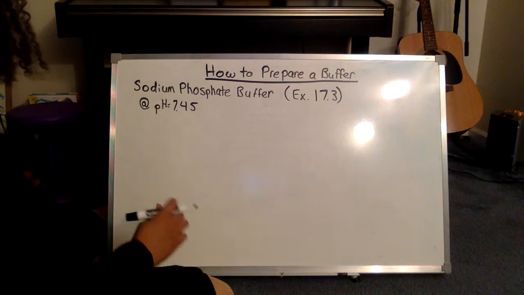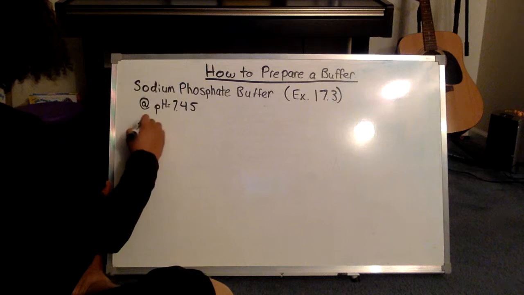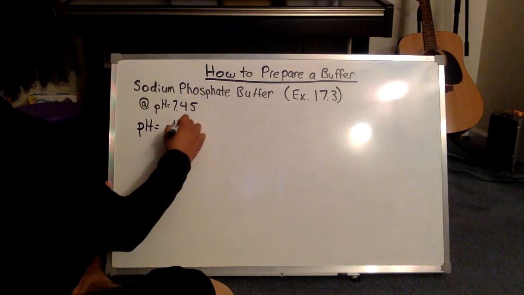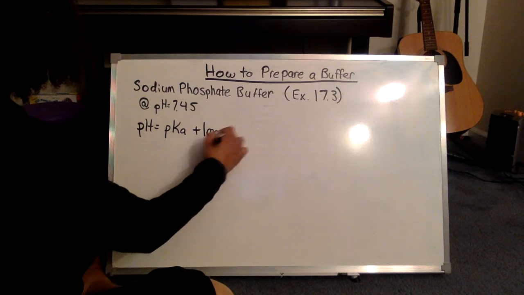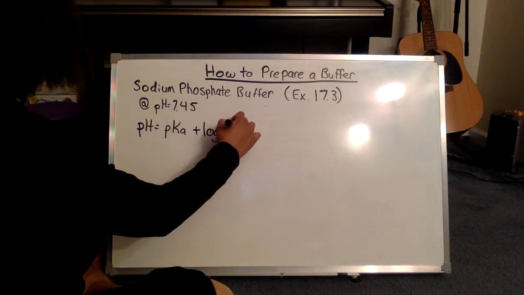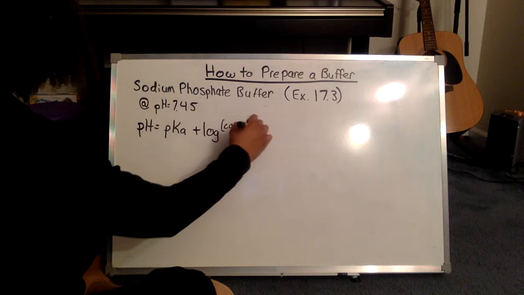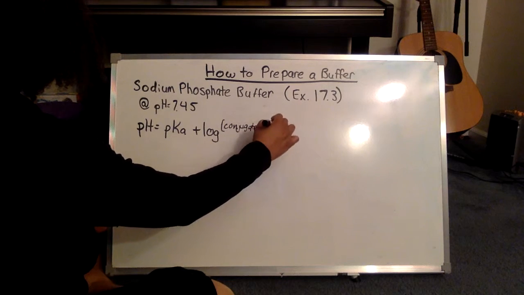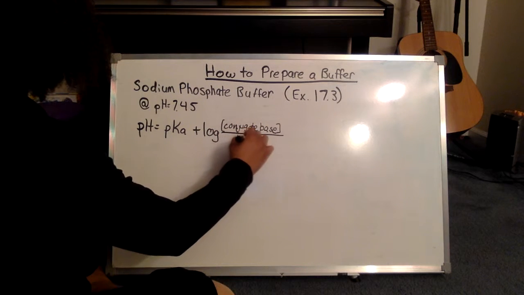So the first thing to start with is the Henderson-Hasselbalch equation, which is pH is equal to the pKa plus the log of, I'm just going to say conjugate base right now, over acid.